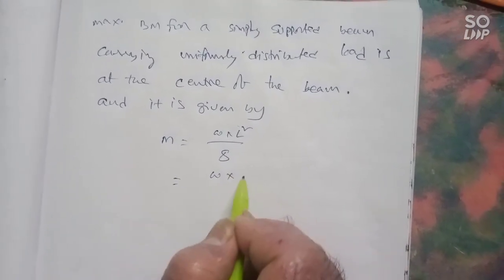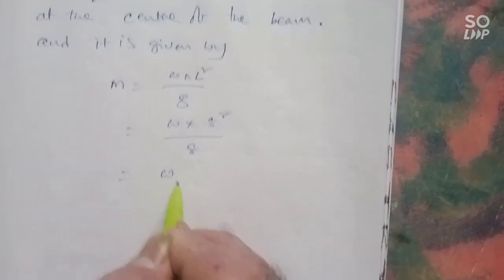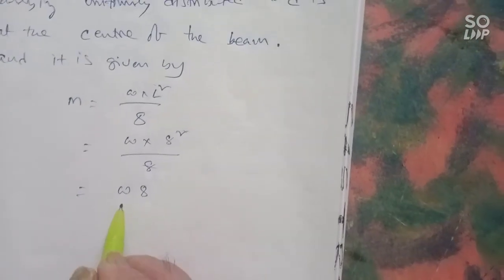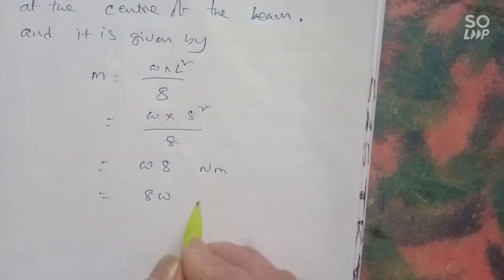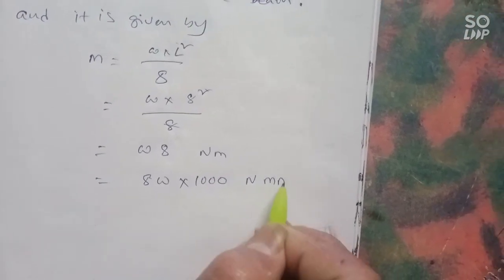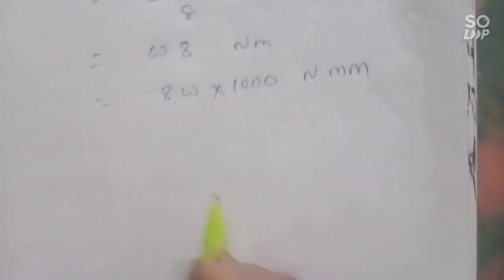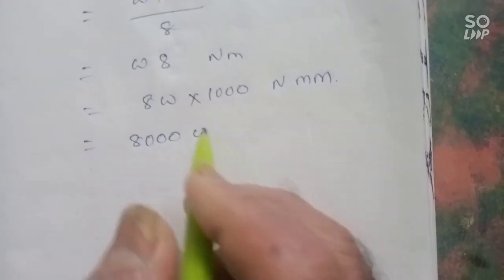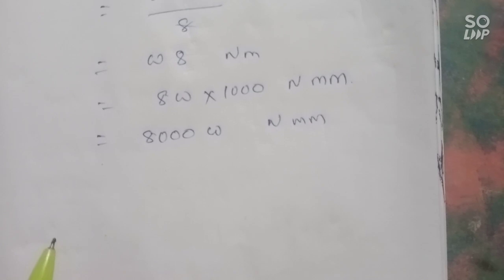So W we don't know, L is given as 8, so that is W into 8 square by 8, that is 8W Newton meter, or 8W into 1000 Newton millimeter, which is 8,000 W Newton millimeter. We need to find W.